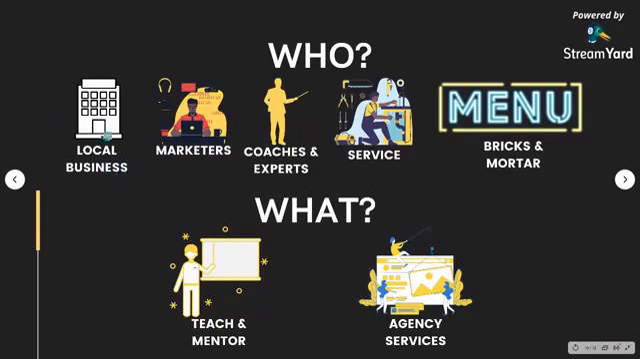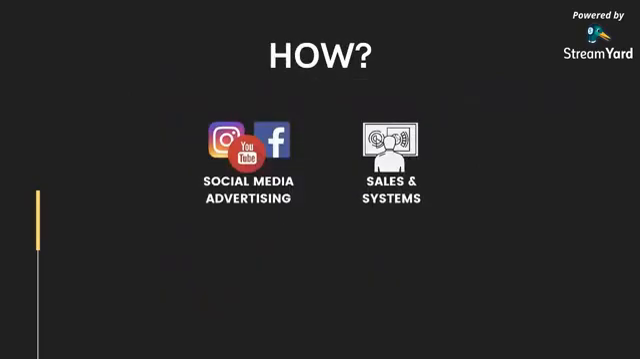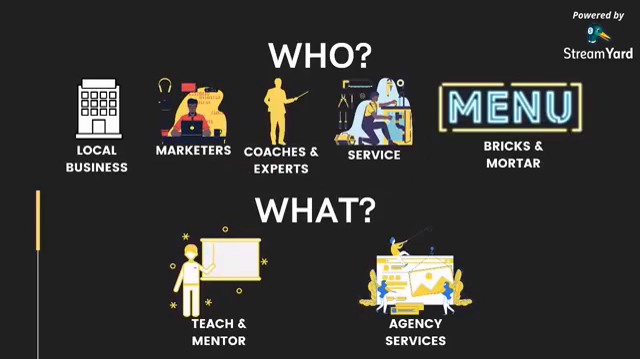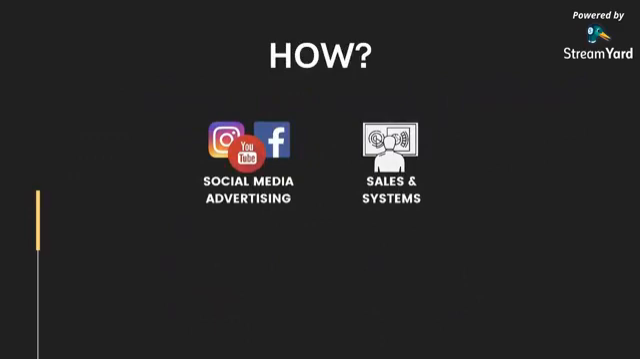So I do this for local businesses. And I also teach other entrepreneurs to become a marketer like me so that they can do this for local businesses as well. So that's who this works for. And what I do, like I said, I teach and mentor and also offer an agency service. So we're nearly at the end of this presentation. I'm about to wrap this up. Just following on from who this works for and what I do, how I do it is, like I've just shown you, on social media: Facebook, Instagram, and YouTube, and I build a sales system that works for all local businesses.